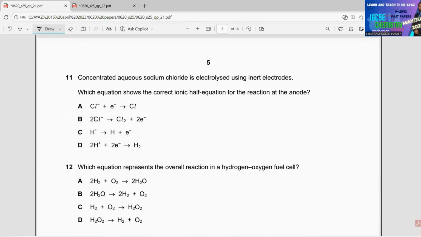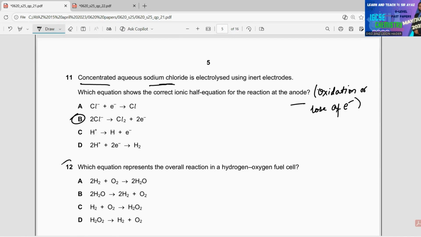Number 11. Concentrated aqueous sodium chloride is electrolyzed using inert electrodes. Which equation shows the correct ionic half equation for the reaction at the anode? So we have concentrated sodium chloride. So we must be having chlorine gas produced at anode, and we know that oxidation, that is loss of electrons, takes place at anode. So in this case, P must be the right answer. You see here, 2Cl minus gives Cl2 plus 2 electrons.